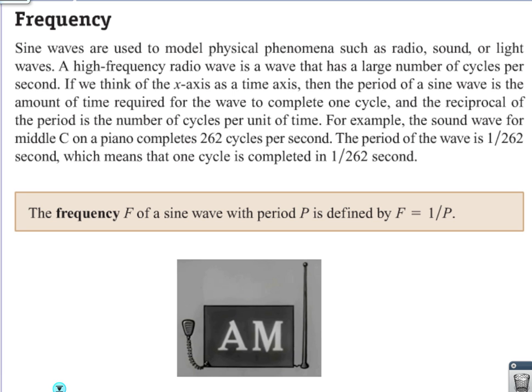Let's talk about AM and FM. Talk about radio stations. And this is neat because I wanted to throw this in. We're not real concerned with knowing this. Frequency, and you deal with frequency in science. Frequency is really related to period because it's how frequently that sine or cosine curve repeats. So it's really got a lot to do with period, or how many times it repeats in a certain period. Sine waves are used to model physical phenomena such as radio, sound, and light waves.